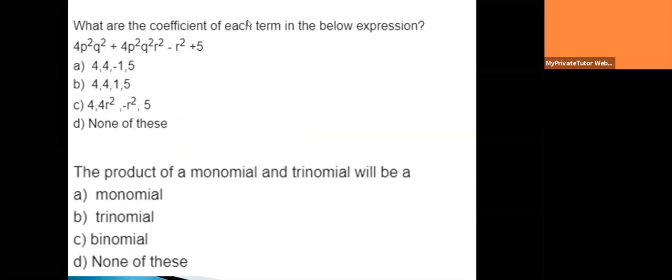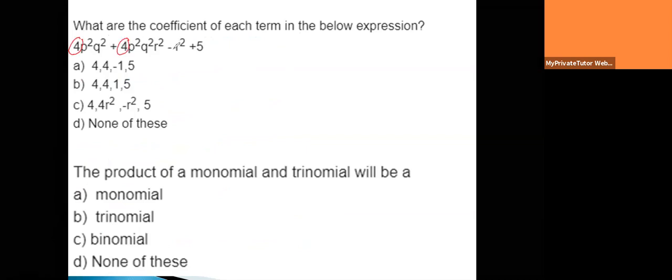See, what are the coefficients of each term in the expression below? Each term, you need to find the coefficient. What do you mean by a coefficient? The number which is multiplied to the term. See the 4 in this term, again 4 in this term. In this term we have a minus 1 and this one has 5. So the answer is 4 comma 4 comma minus 1 comma plus 5.